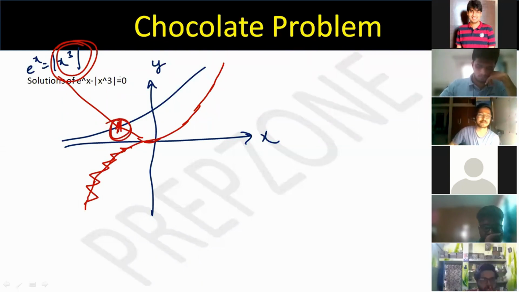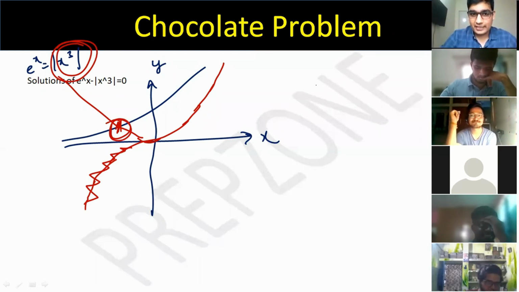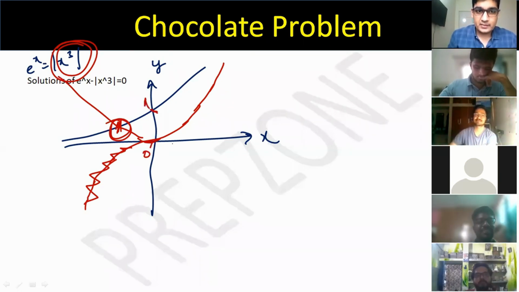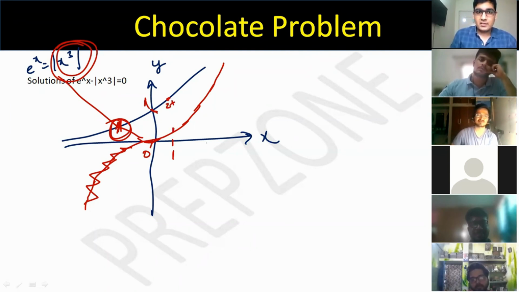Now comes the major thing, and that is where you'll have to check for the values. See, when x is 0, this is 0 and this is 1, right? When x is 1, this is e to the power 1, so 2.77 something, and this is 1 cube, so it's 1. When x is 2, what is this? This is mod x cube, right?